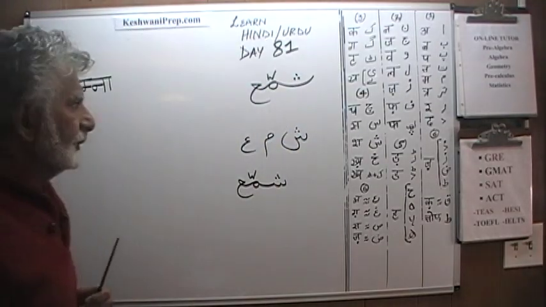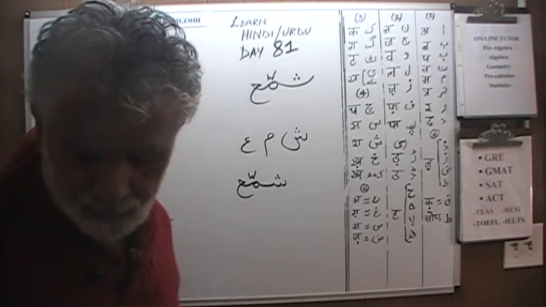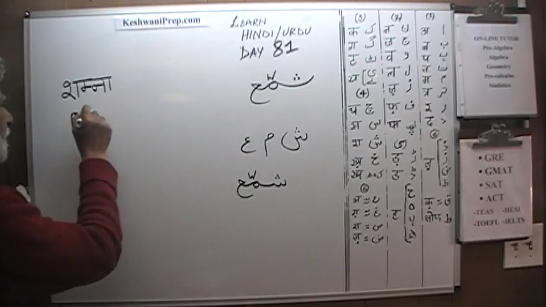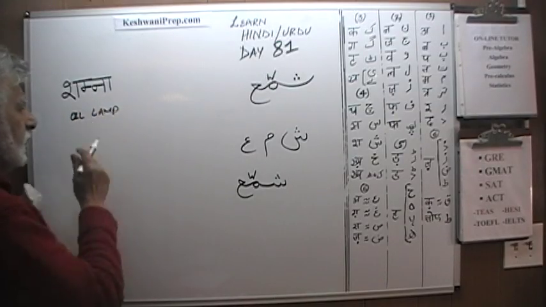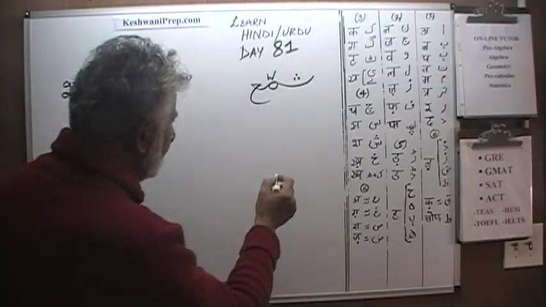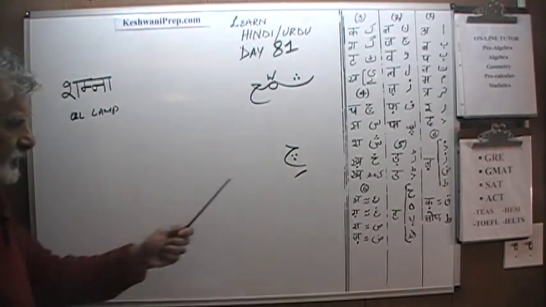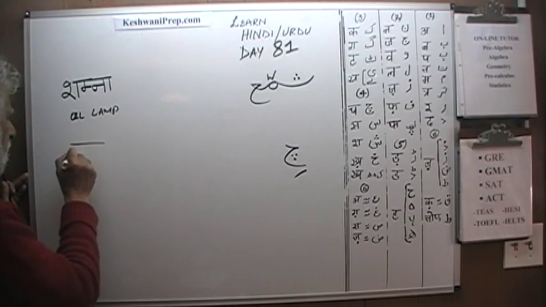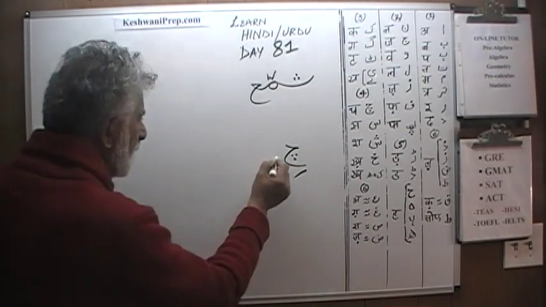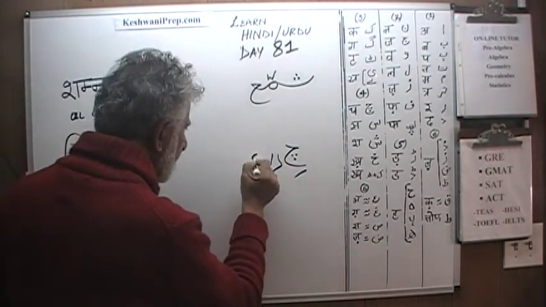There we go. Shamma. Shamma means chirag, oil lamp. Another word for shamma, another synonym for shamma, is che with a choti ye ki matra with a zer, ra, and gain. Chirag.